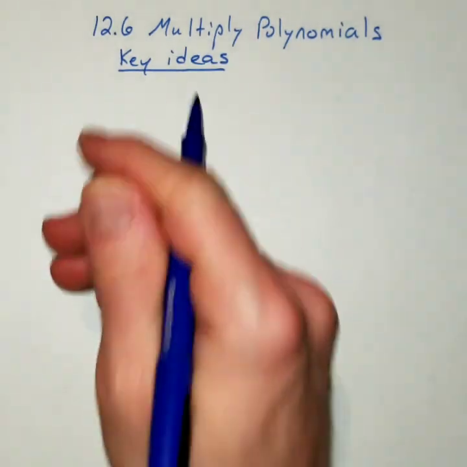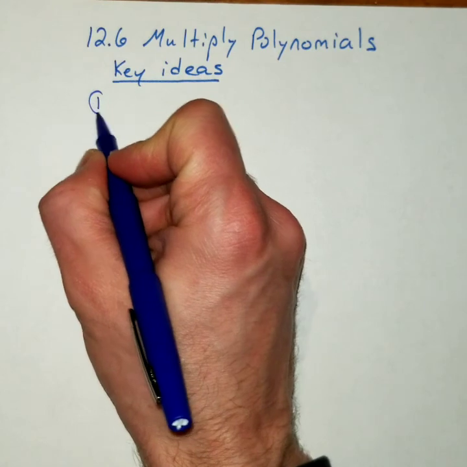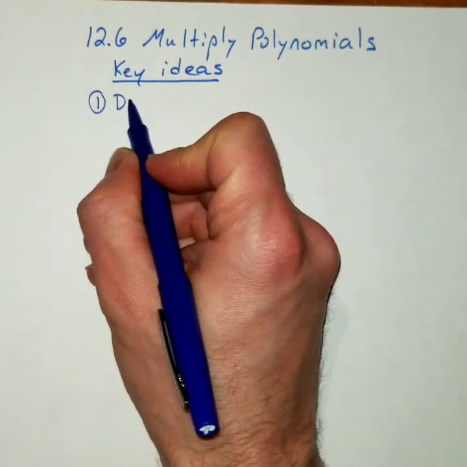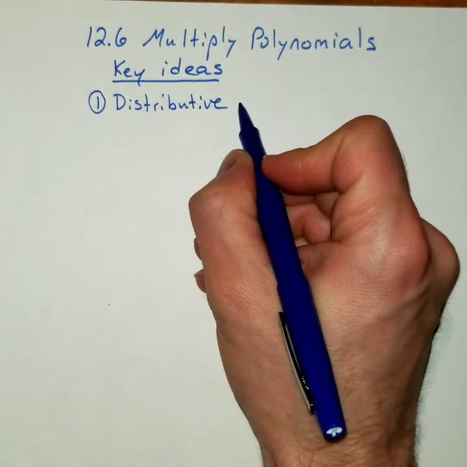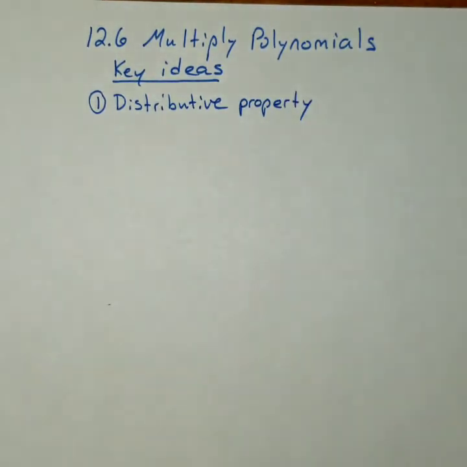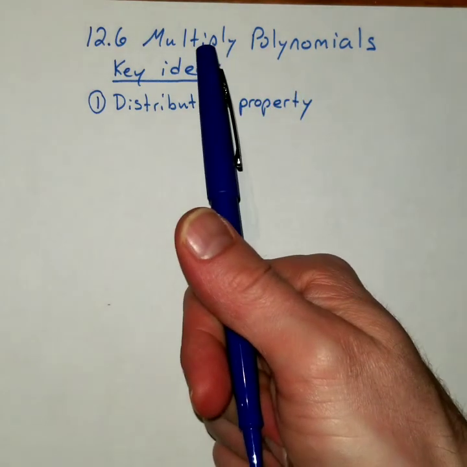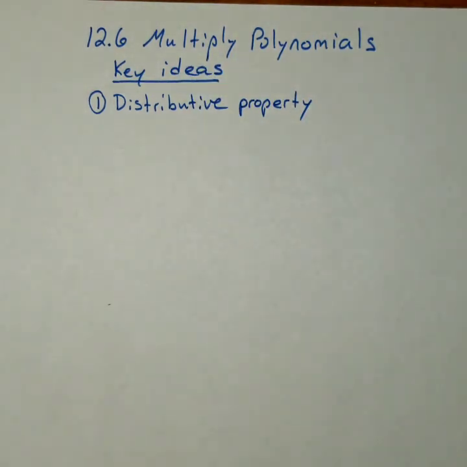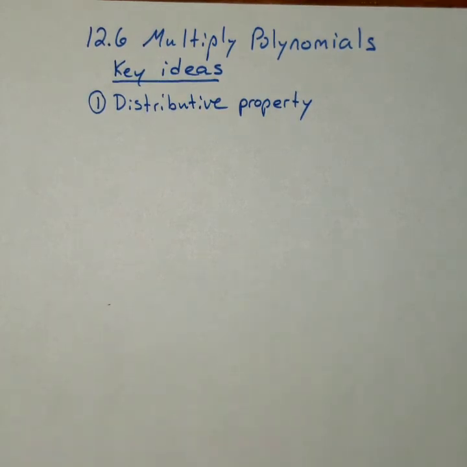So the first key idea is going to be, again, the distributive property. The distributive property is going to be used in nearly every one of these examples because a polynomial has a bunch of terms in it and we're multiplying them together. So when you multiply with a sum or a difference, you distribute into that sum or difference. So distributive property is going to be key.